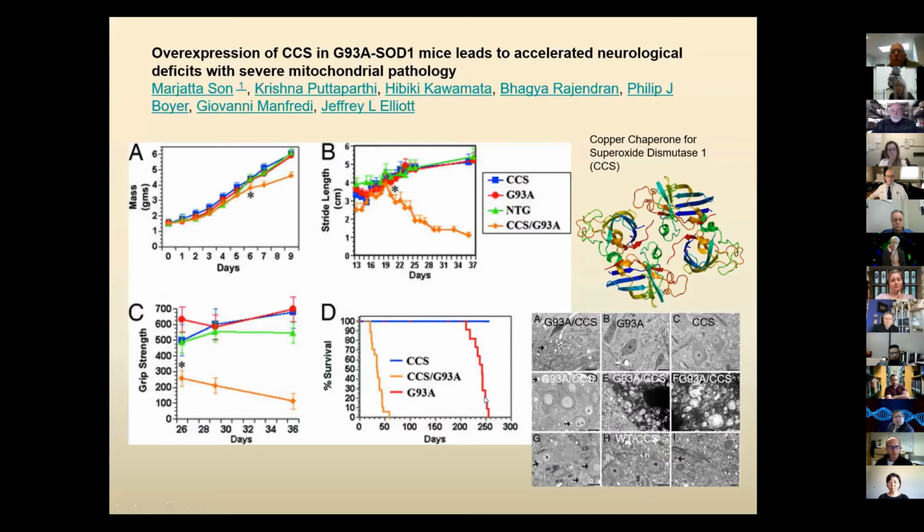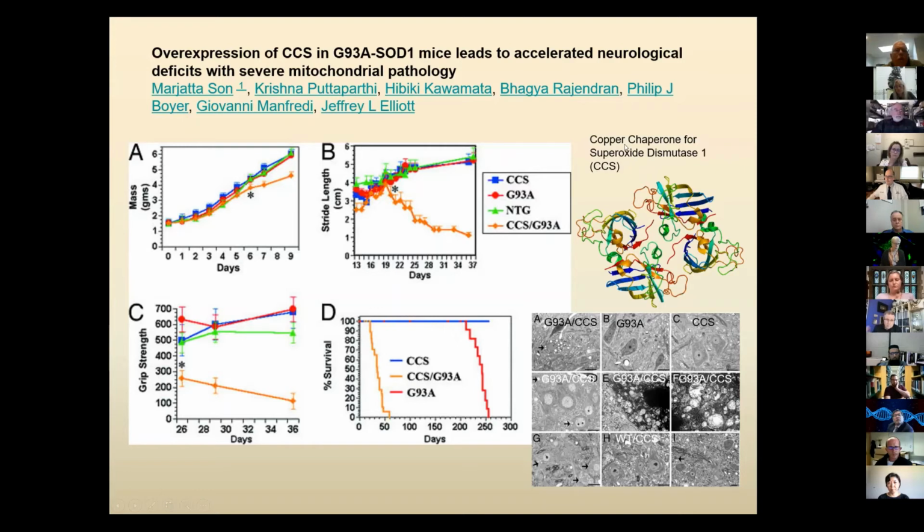All right, so one of the... even though all these mice get ALS, some of them have very different properties. Years ago, Jeff Elliott and his group became interested in this protein called copper chaperone for SOD1, called CCS.